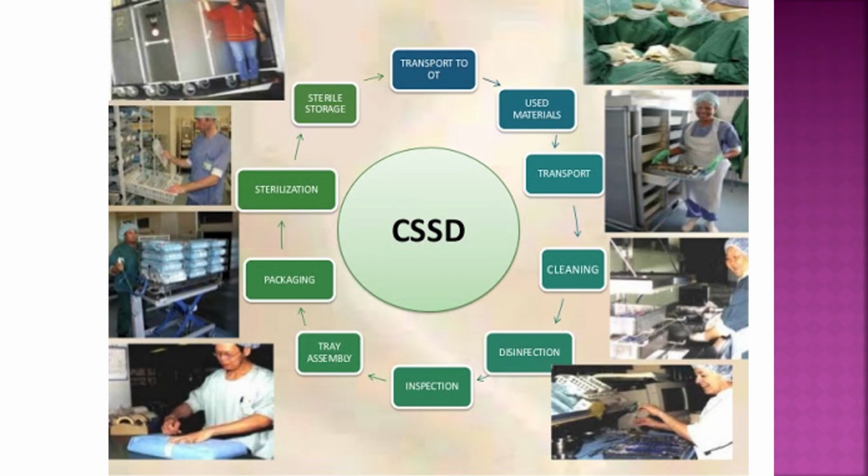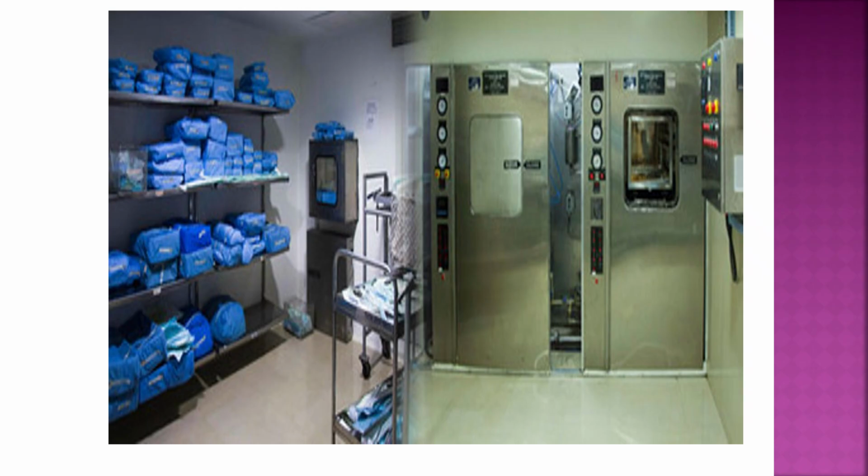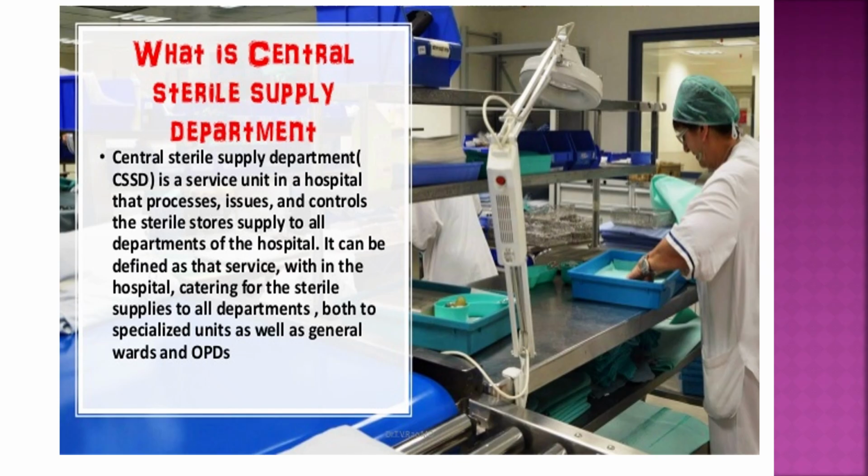Here you can see these are different zones. First, used materials are transported to the CSSD, then go for cleaning, then disinfection, then inspection, then trays are assembled and packed, then sterilization is done, and then there is the sterile storage area, and then they are transported to the operation theatre or ICUs or wards wherever required. So these are all the sterile items storage area.